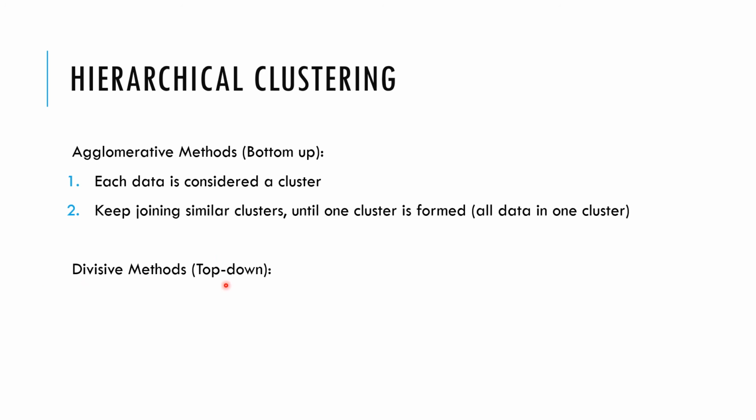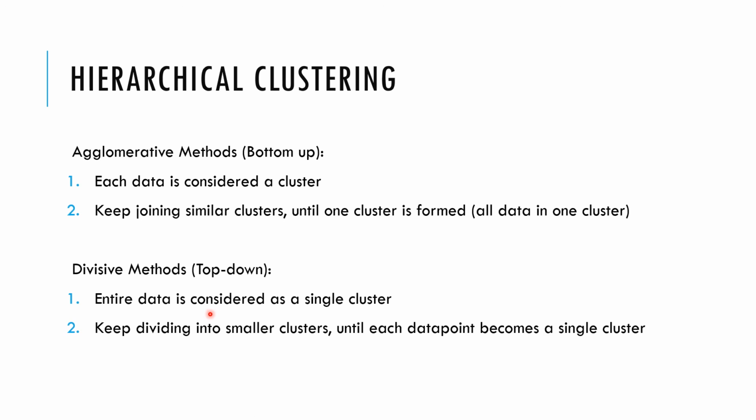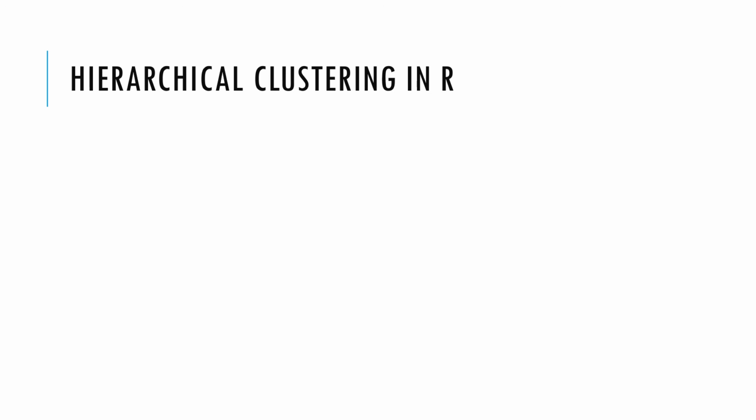The divisive method is a top-down approach, just the opposite of this. Initially you consider all the data points as one cluster, put all the data points in one cluster, and then keep dividing them into smaller clusters until we reach a point where each data point has become a cluster in itself.